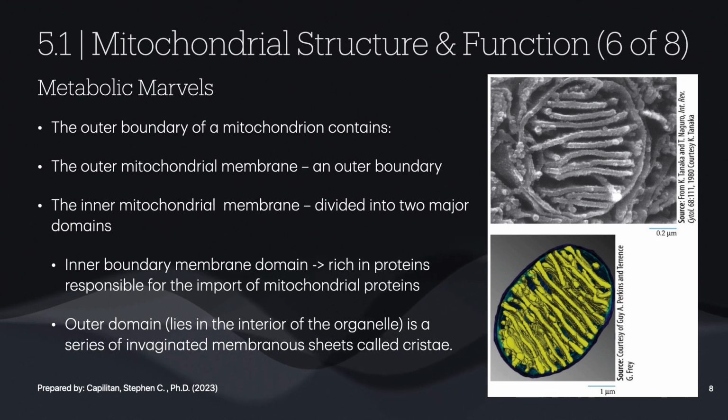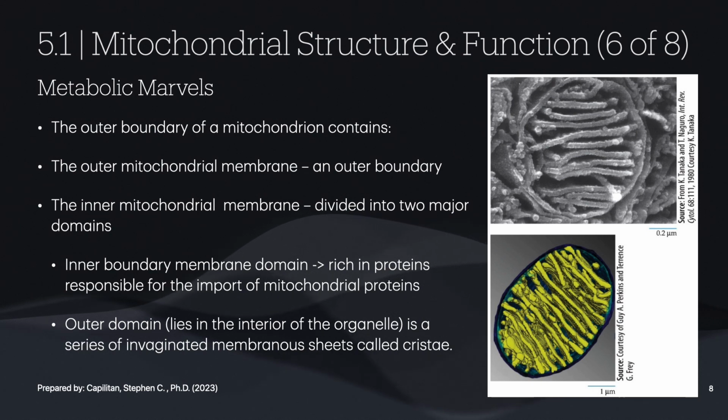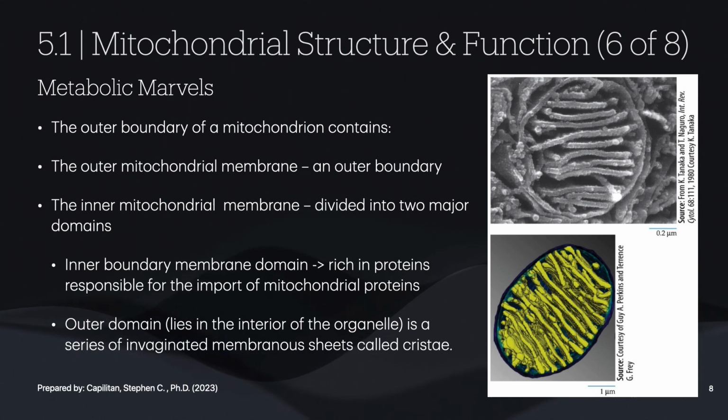The outer boundary of the mitochondria includes the outer mitochondrial membrane, and the inner mitochondrial membrane, which is divided into two major domains. The inner boundary membrane domain is very rich in proteins and is responsible for the import of mitochondrial proteins. The other domain lies in the interior of the organelle, which is a series of invaginated membranous sheets called the cristae. So this is the structure of your mitochondrion, shown in the figure on your right.